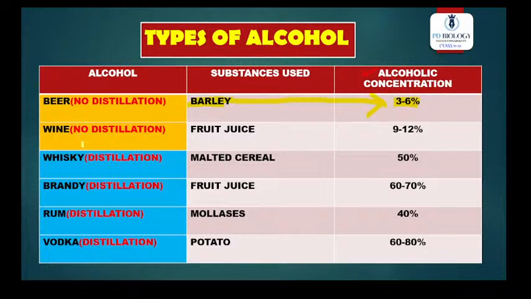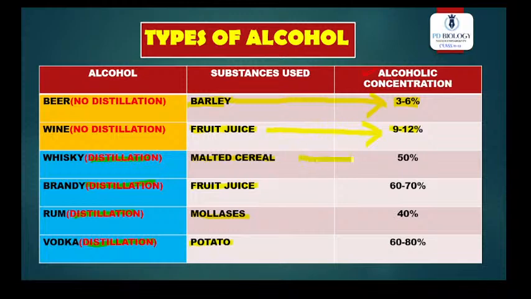Wine is also a no-distillation product. Wine is always from fruit juice, and the alcoholic concentration is 9 to 12%. These are all distillation products. Whiskey is from malted cereals, brandy from fruit juice, rum from molasses, and vodka from potato. Very important.